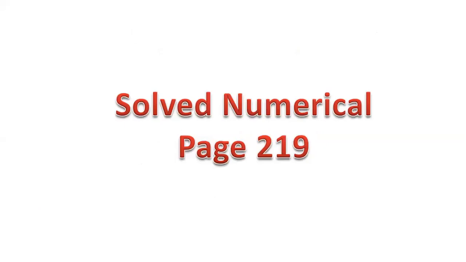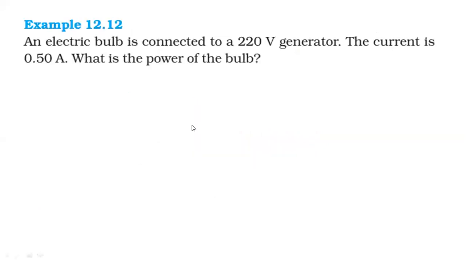Solved numericals. The first question they have given us is example 12.12: an electric bulb is connected to a 220 volt generator. The current is 0.50 ampere. What is the power of the bulb? So they have given potential difference. 220 volt means what? Potential difference. Ampere means what? Electric current, that is I. So we have two values, value of V and value of I. They are asking what is P.